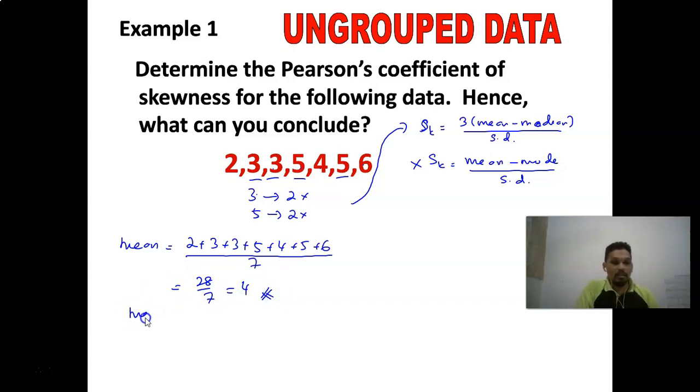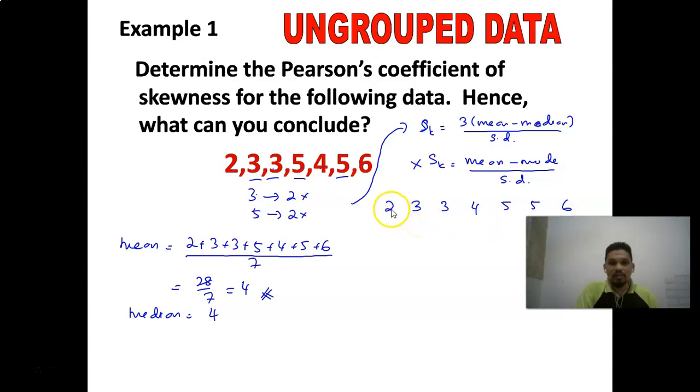Then the median equal to 4. How are we going to find out the median here? Okay, 2, 3, 3, 3, 3, 4, 5, 5, 6, 5, 5, 6.